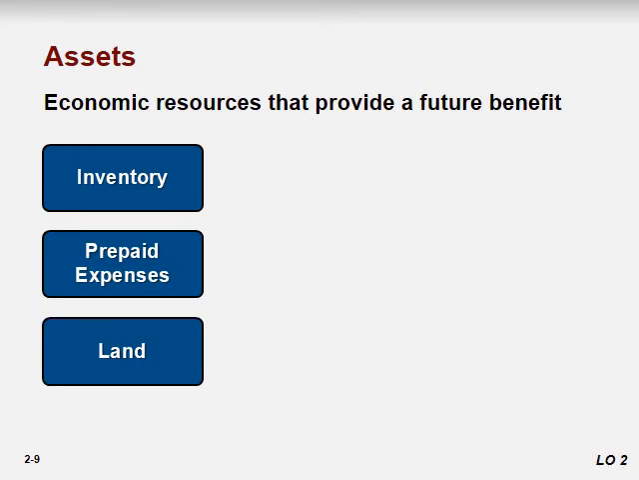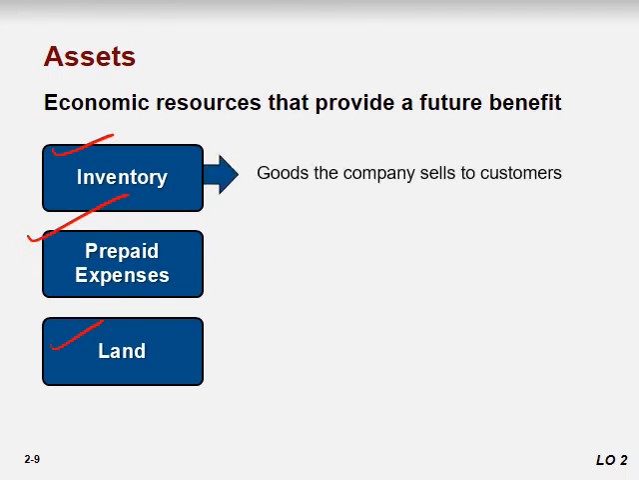The other accounts for assets include inventory, prepaid expenses, and land. Inventory is often a company's most important asset, the product it sells to customers. Another name for inventory is merchandise, or merchandise inventory. These are the goods that the company sells to customers, but at the end of the accounting period the company has not been able to sell some of them. So the company records these goods at their monetary value under the account of inventory, merchandise, or merchandise inventory.